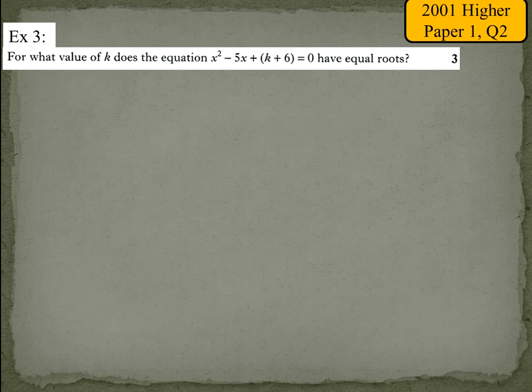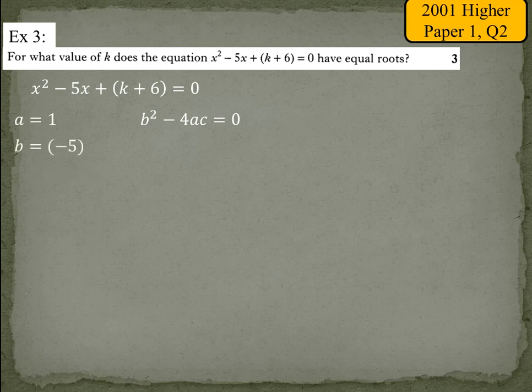So for what value of k does the equation x squared minus 5x plus k plus 6 equals 0 have equal roots? I picked this one because it's not as straightforward as the previous example. So they're telling us that the discriminant is equal to 0 by those words, equal roots. So it's the trigger. A is 1, B is minus 5. But this is the important part. C is k plus 6. Since it does not involve x, the k and the 6 are considered the C coefficient.